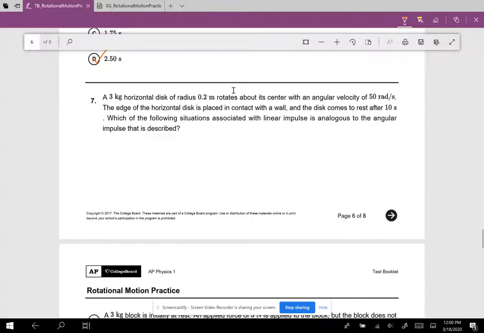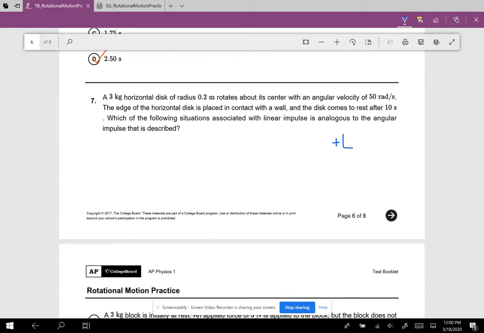So this one is asking us to compare an angular situation to a linear situation, and we're dealing with this idea of change in momentum. In this case, we are starting out with a disk rotating with some sort of angular velocity, which means that it has a positive angular momentum. And then we place it in contact with the wall.